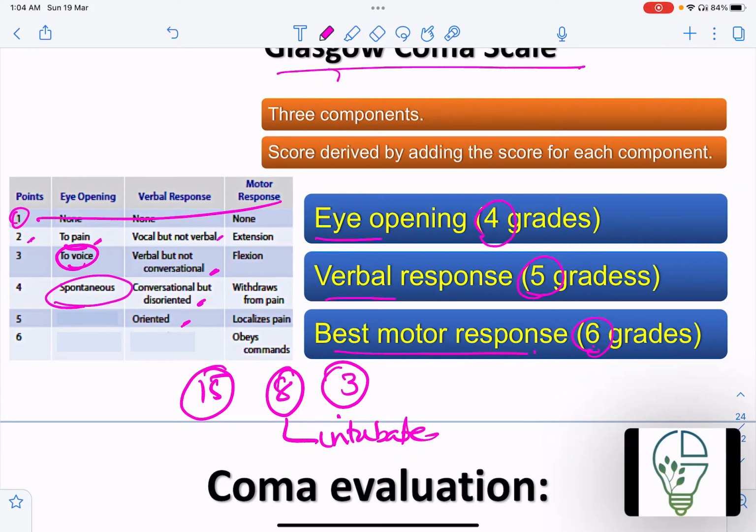All right. Motor is the same way. Motor we'll discuss in detail as we go through because there are specific things. Motor 6 is obeys command. 5 is, for example, they'll tell you where the pain is, etc. They can localize pain. 4 is if you press them hard on a specific limb, for example, they'll move their hand immediately away from there. They withdraw from pain. 3 is flexion. 2 is extension. So this is decorticate, decerebrate, and 1 is none.